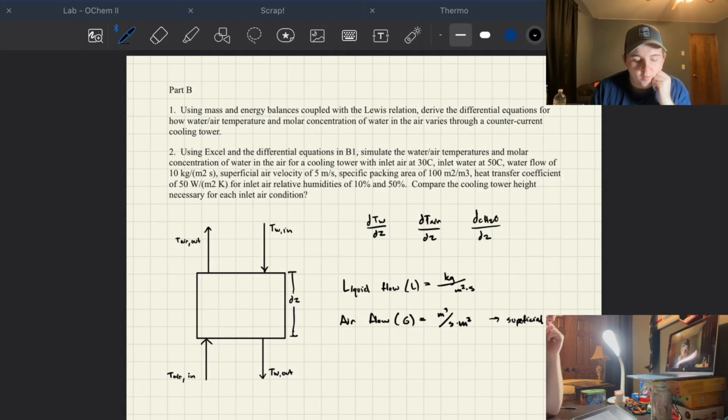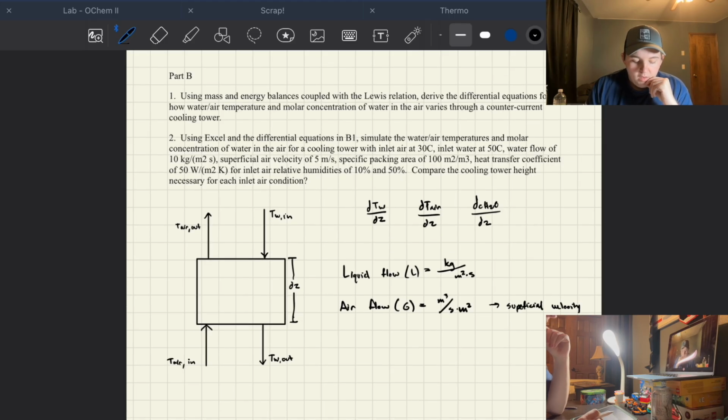Okay, we're going to get started with homework 5, part B. Using mass and energy balances coupled with the Lewis relation, derive the differential equations for how water/air temperature and molar concentration of water in the air varies through a countercurrent cooling tower.